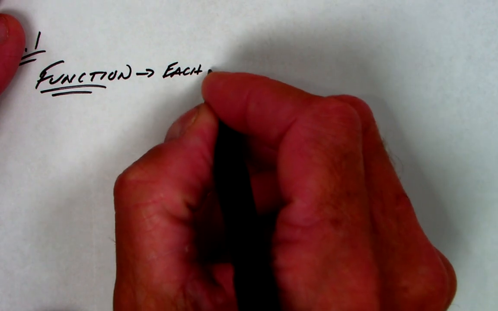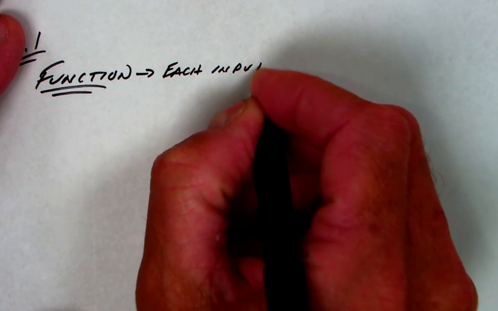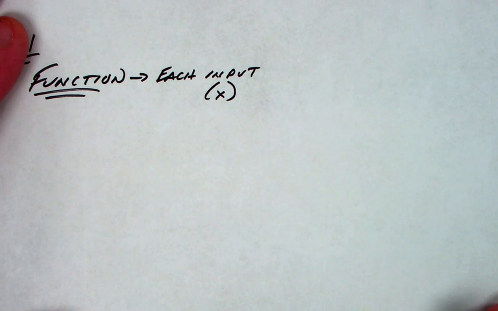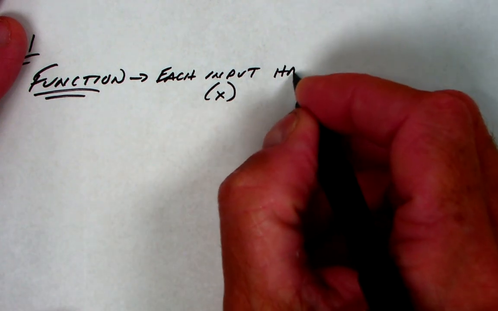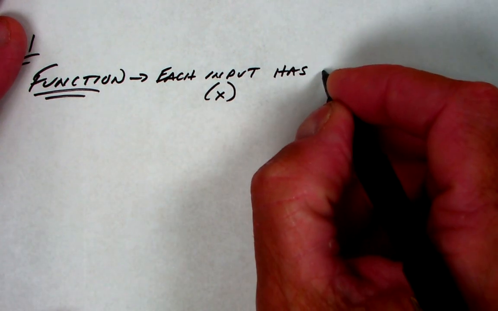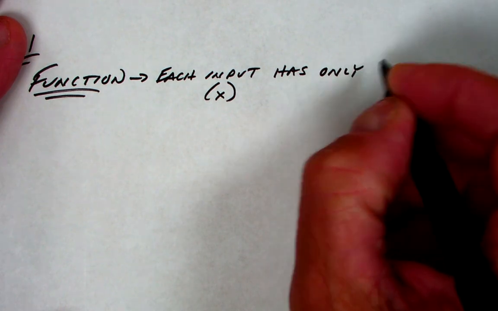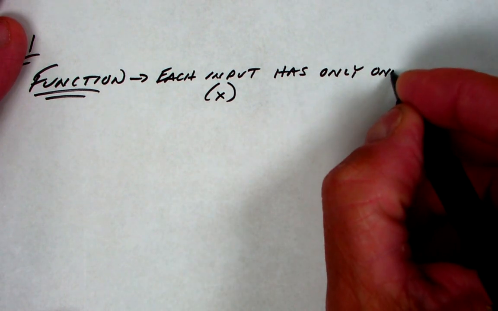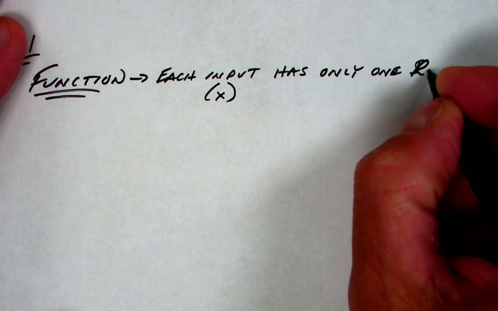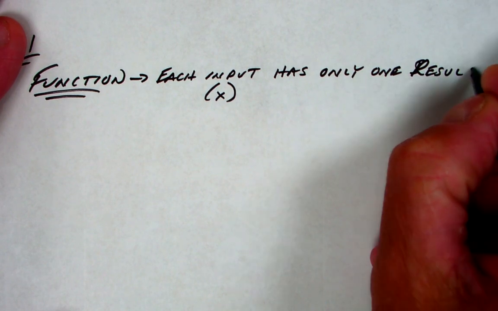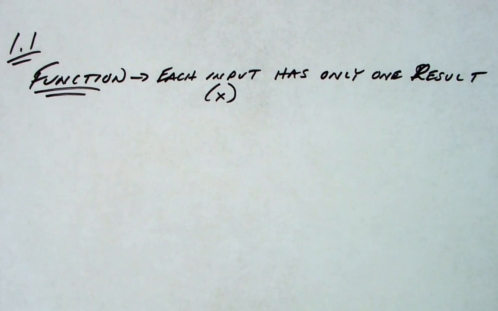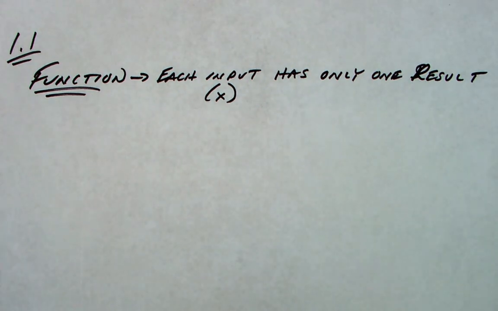Each input, or x, has only one result. Each x has only one result. I cannot have an x with 2 different results. Okay?